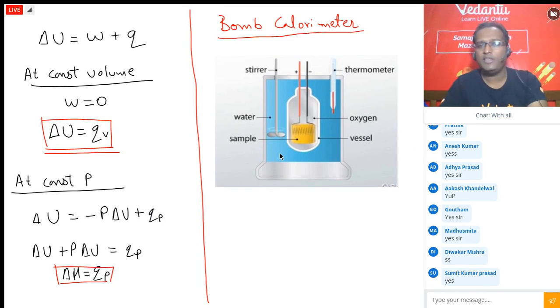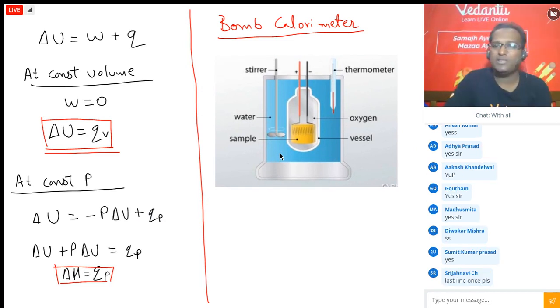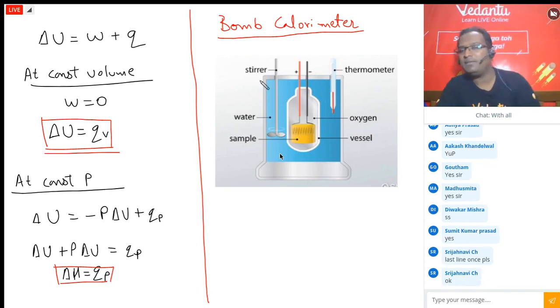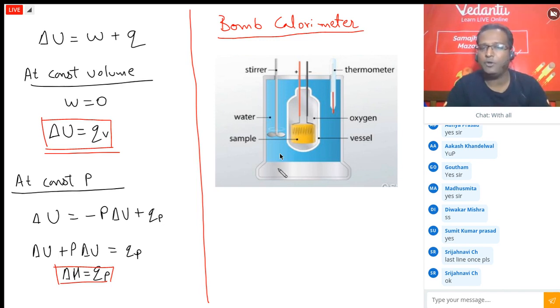Now, before telling you any detail about a bomb calorimeter or what it is, I am showing you a simple diagram. One second, Janvi, I'll come back to you. I'm showing you a simple diagram and I'm telling you this is a bomb calorimeter. There is a reaction happening inside. That means some heat will be related to the reaction. You have to tell me, is that heat QP or QV?